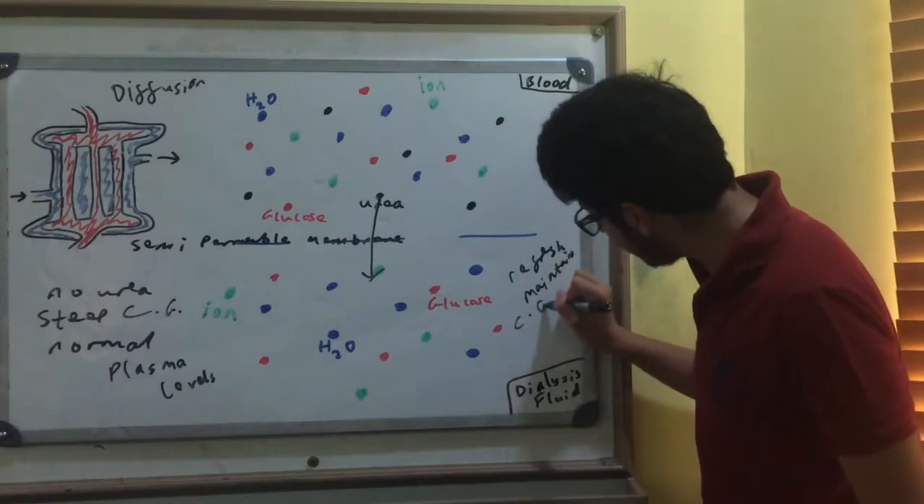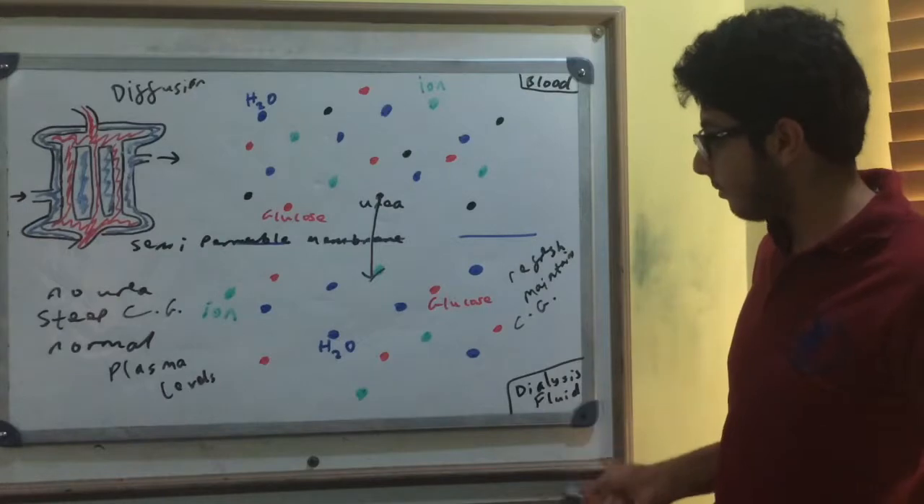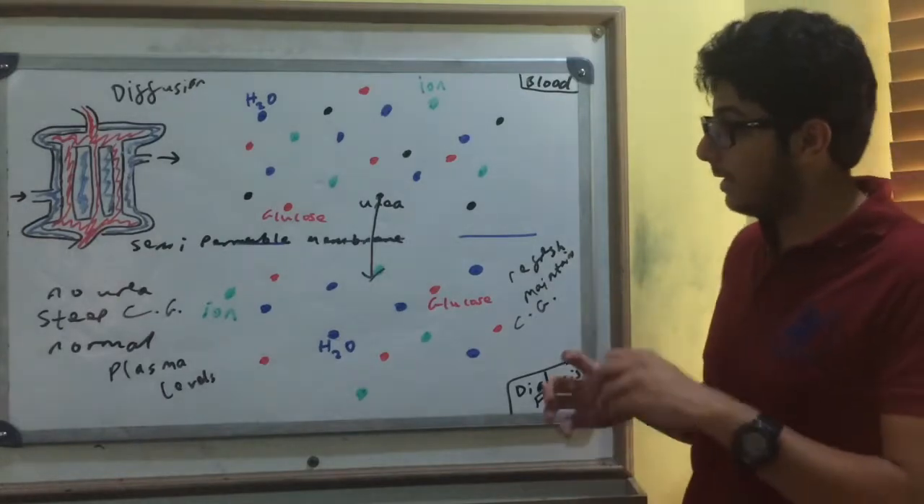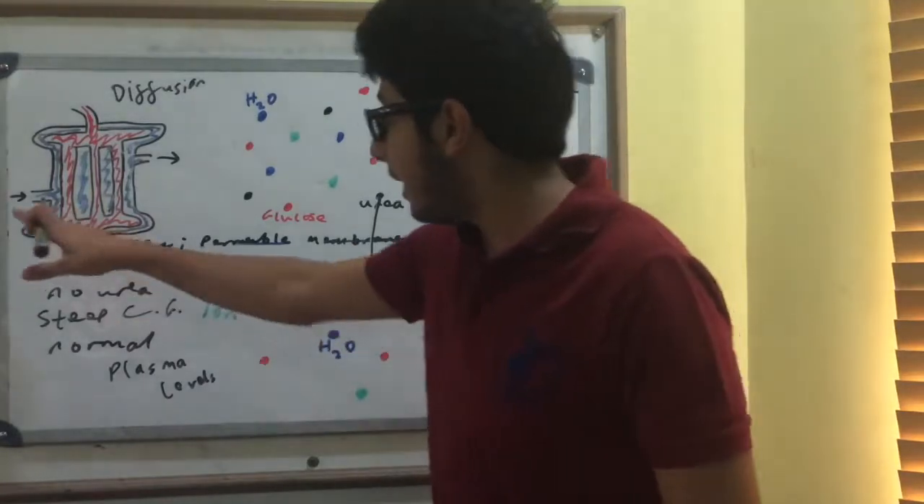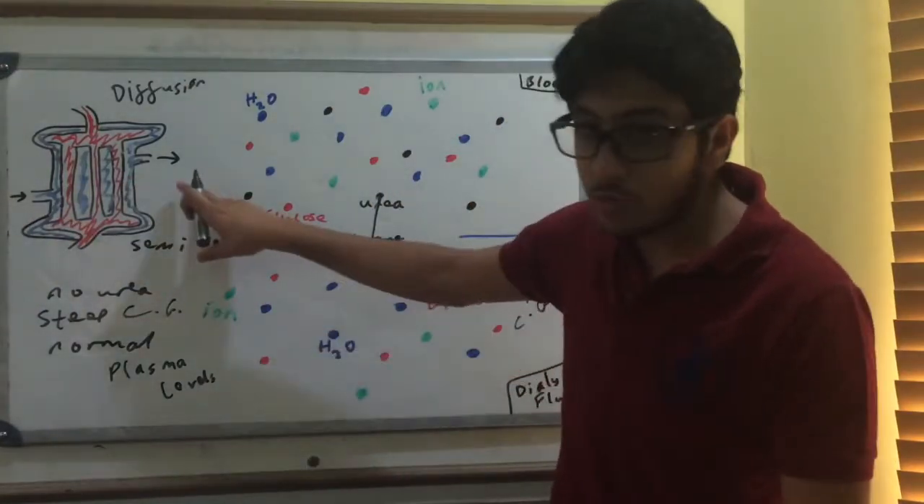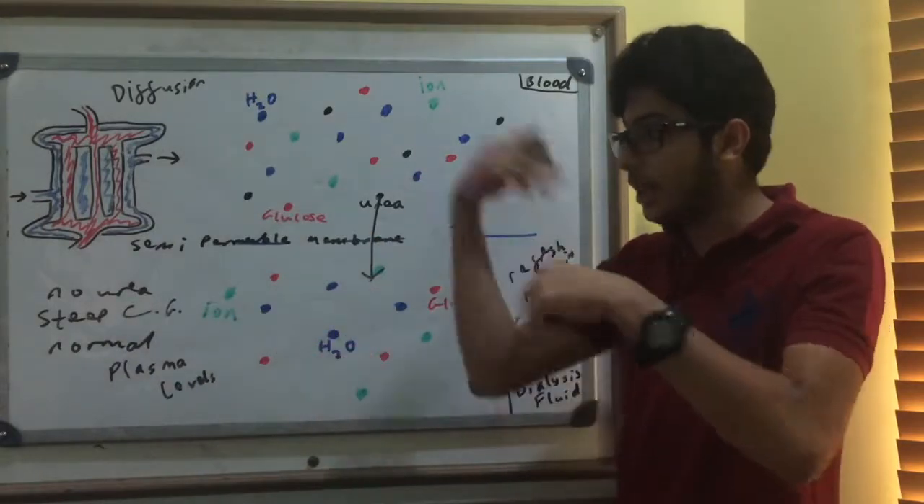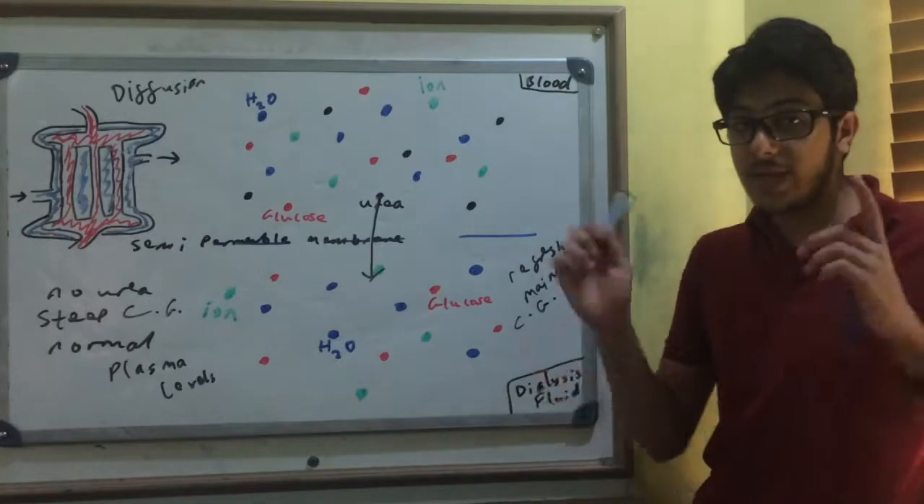Okay, we keep refreshing the dialysis fluid, so then we maintain the concentration gradient. If it's not refreshed, then the concentration gradient will be messed up. So we have to maintain it by dialysis fluid coming in with the normal stuff, then coming out with the waste urea. And it keeps refreshing, refreshing, refreshing. And that is basically the process of dialysis.